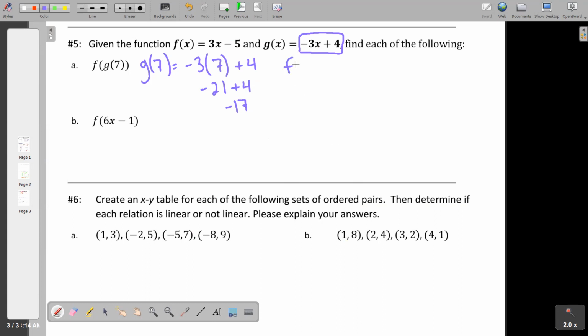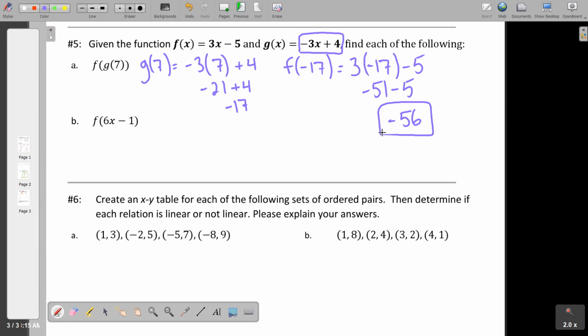So now I have to do f of negative 17. You see, you got to get the answer to the inside part before you can use it to find the answer of the outside. And f of negative 17 is just 3 times negative 17 minus 5. 3 times negative 17 is probably outside our comfort zone for a lot of us, but that's negative for sure, 51. And what's negative 51 down 5? Negative 56. Yeah, so that's our final answer.